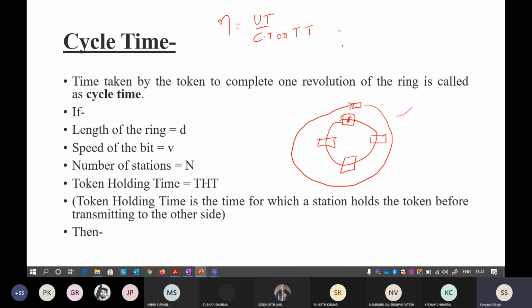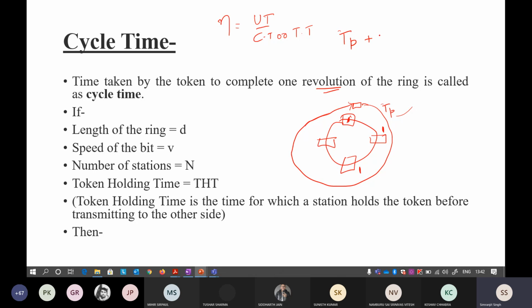So what is the cycle time here? You can easily find it out. The time taken for this token to take a complete revolution, I'm calling this time the propagation delay. That is obvious: the propagation delay will be taken by this token to complete the whole revolution. Another time: this token will pass through every station. This station might hold this token for a certain amount of time until all the data packets are transmitted. After that, this particular station will hold the token for some amount of time. In a similar way, this particular station will hold the token for some amount of time because it wants to transmit its data.